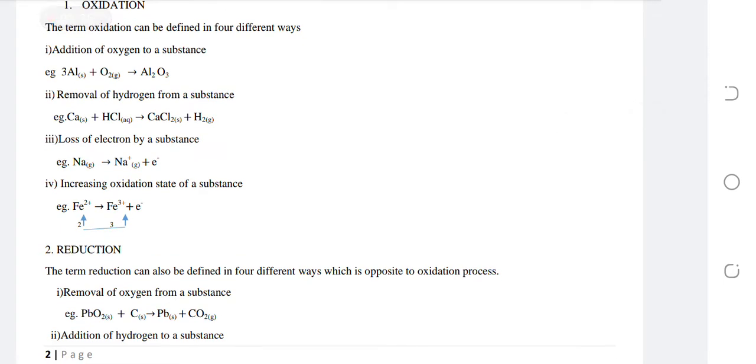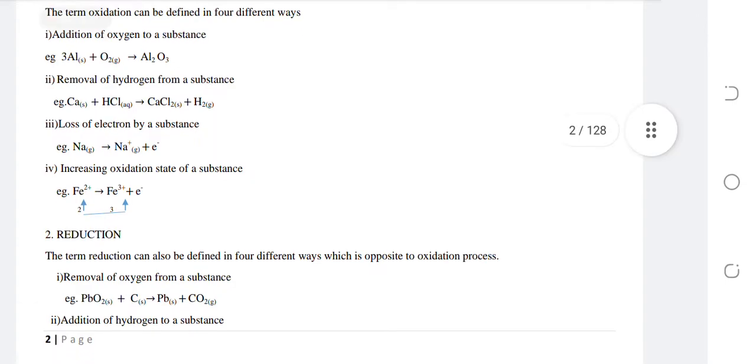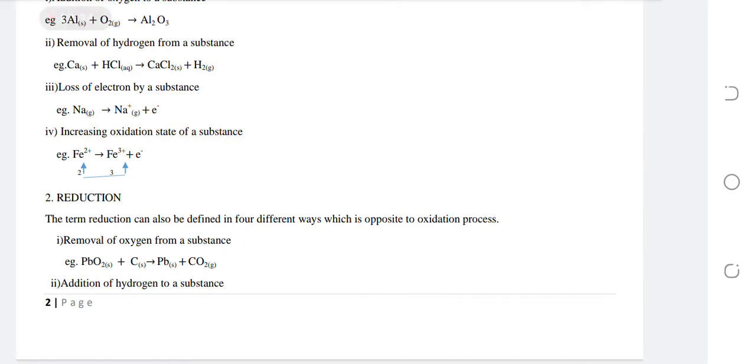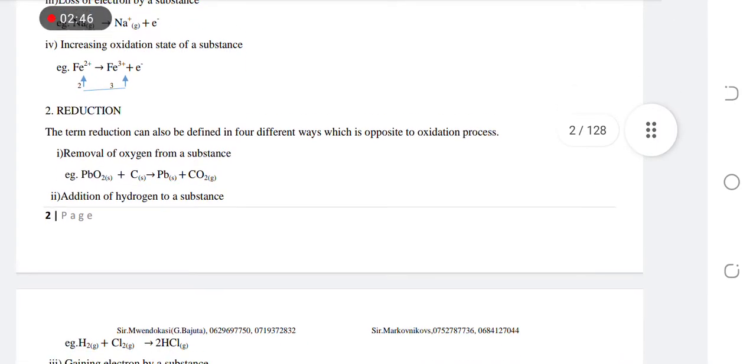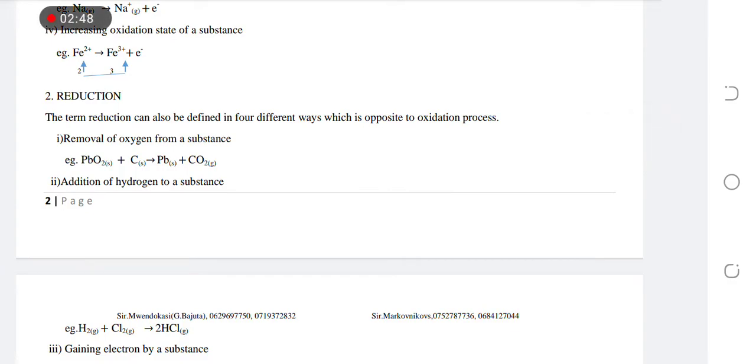Another, loss of electron by a substance. As you see, sodium at gaseous state is ionized to form sodium ions. Another meaning of oxidation is increasing oxidation state of a substance. As you see, iron 2 to iron 3, there is an increase in oxidation state from 2 positive to 3. And now let's go to see the meaning of reduction.